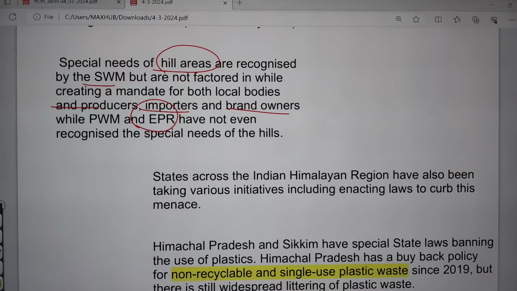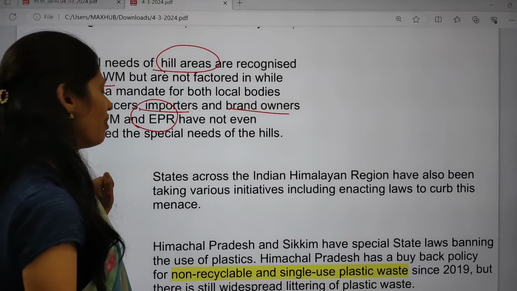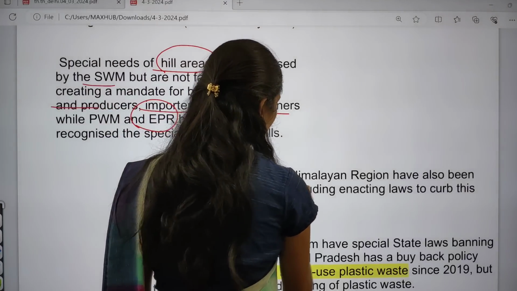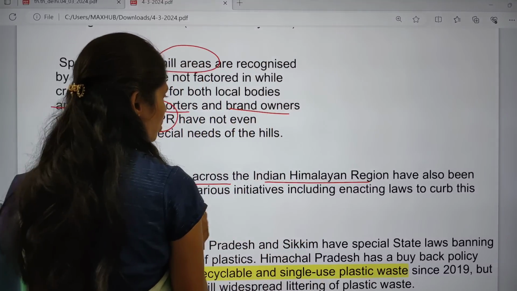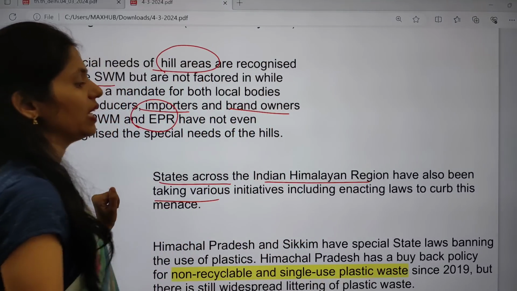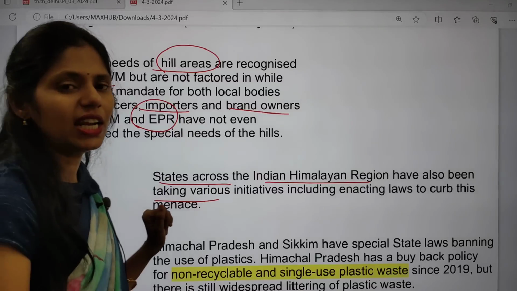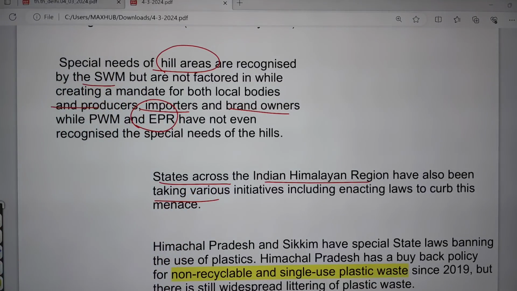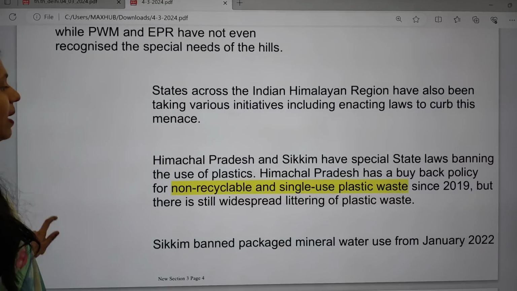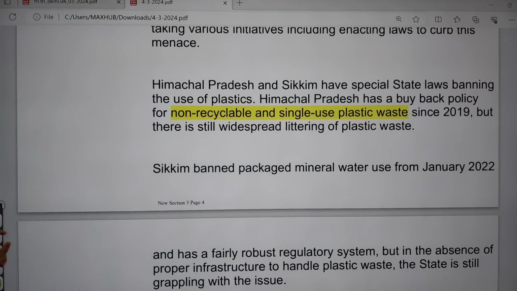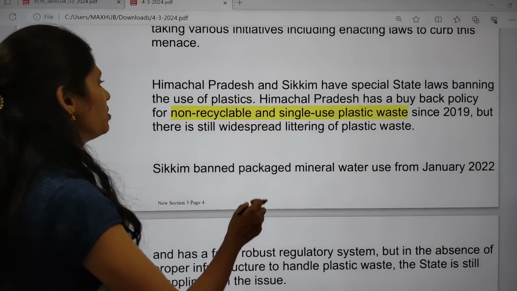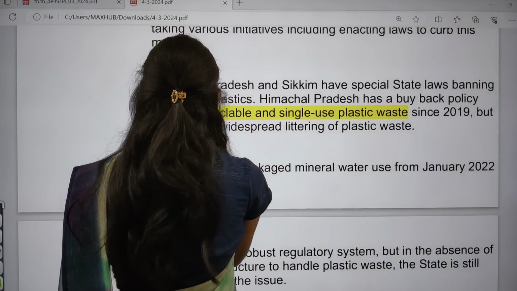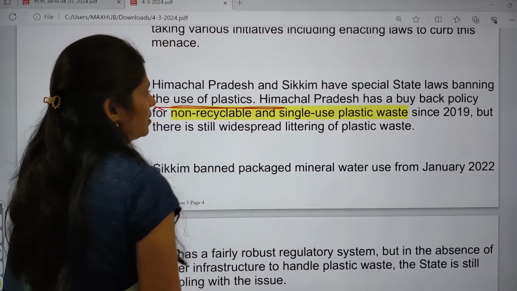So this is the first thing which was mainly said. And apart from that, states across the Indian Himalayan regions have also been taking various initiatives, and even the states have their own laws to curb the menace of plastic. And this one is Himachal Pradesh and Sikkim.